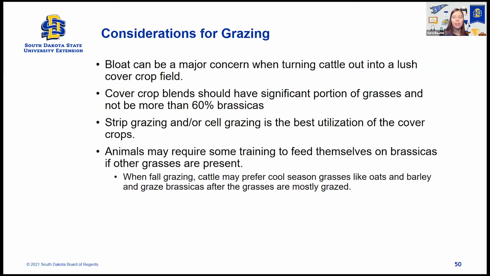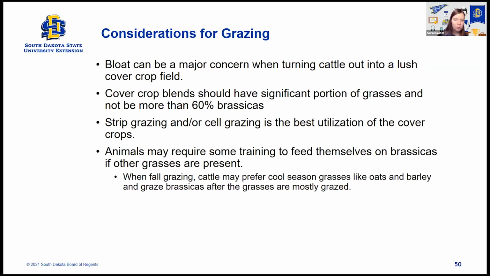Also keep in mind that you might have to train your animals on especially brassicas or just new crops that they're not used to. Cattle are typically going to prefer grasses, especially cool season grasses, because that's a lot of what our pastures are in South Dakota. And that's a lot of what our hay ground is in South Dakota. There's some warm season prairie hay out there, but cool seasons tend to take over in our perennials. So they're going to prefer what they're used to.